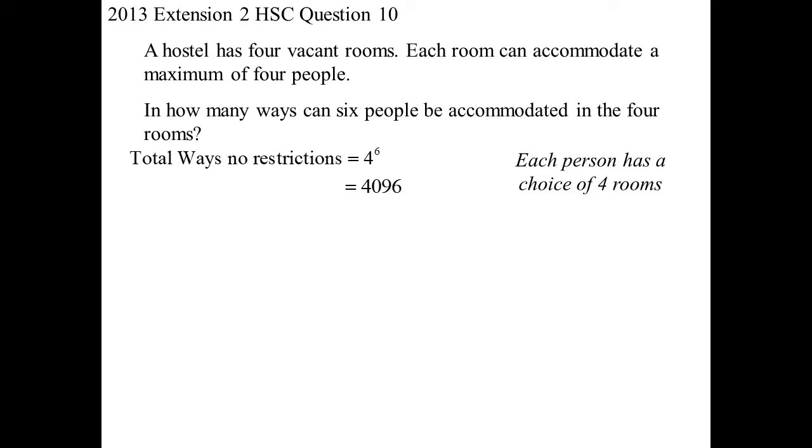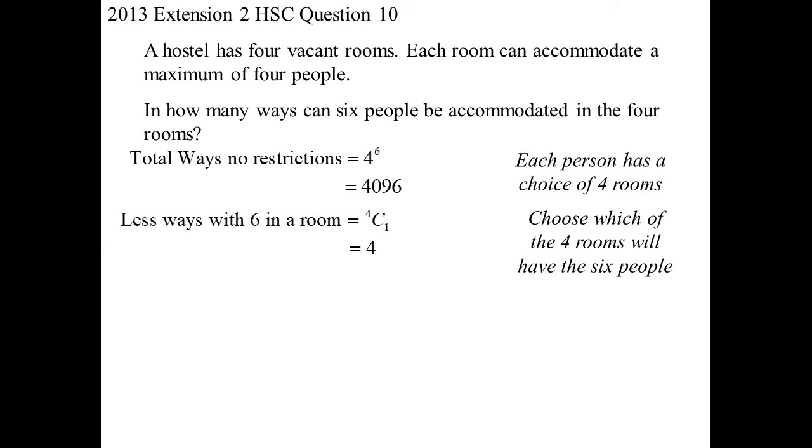You see, I'm going to use the complementary idea and take away the possibilities that we don't have. So we're not allowed to have all 6 going into one room. Let's work out how many ways that is. All 6 would have to choose the same room. So we basically just have to choose the room, 4C1. And that's the room they're all going into. Okay, so we're going to subtract 4.